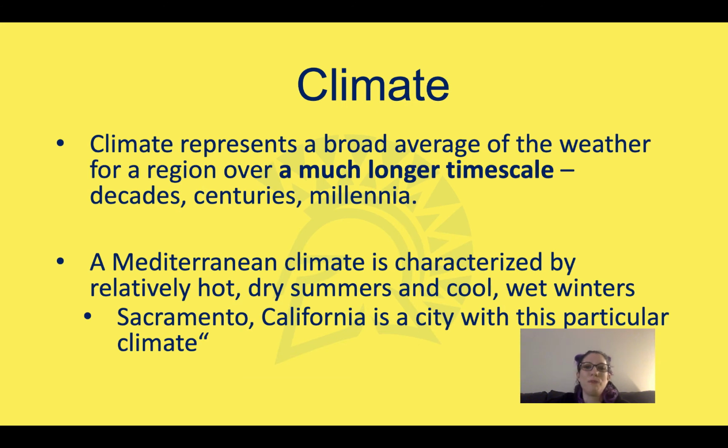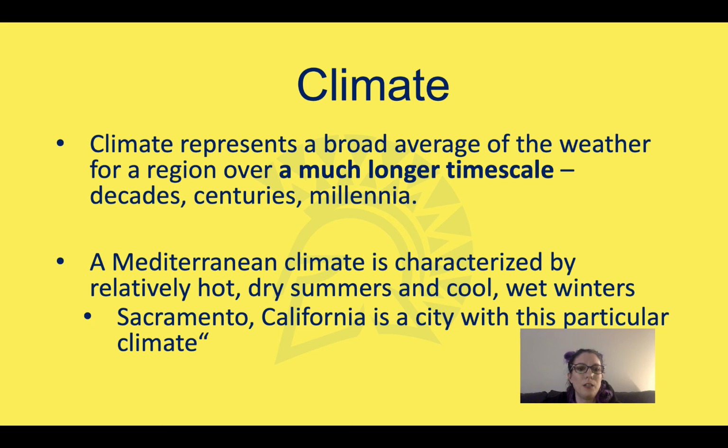As we already mentioned, climate represents a broader average of weather for a region over a much longer time scale. You can speak in centuries or millennia when you're talking about climate as well. Like you might say that we live in a Mediterranean climate, talking about the history of the Bay. We do live in a Mediterranean climate, by the way. That's a longer time period, and that is definitely considered climate.